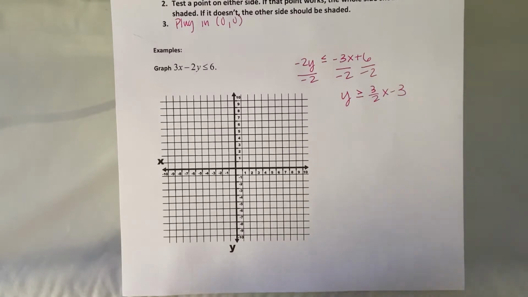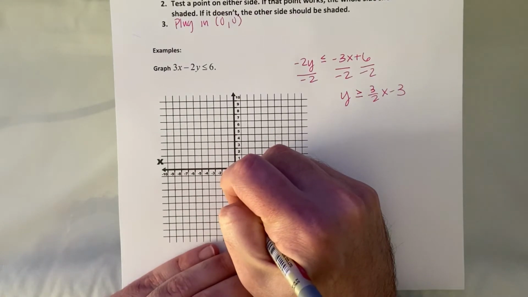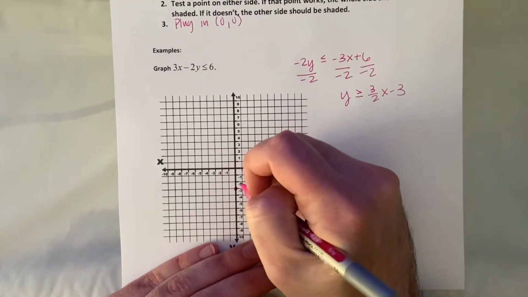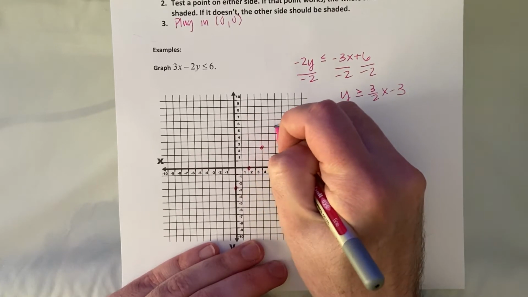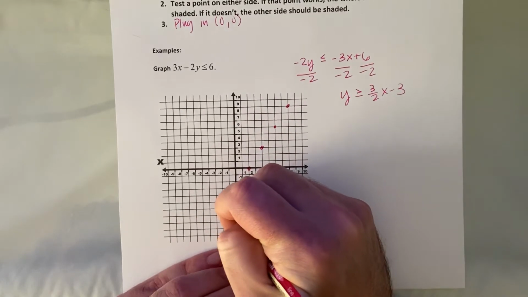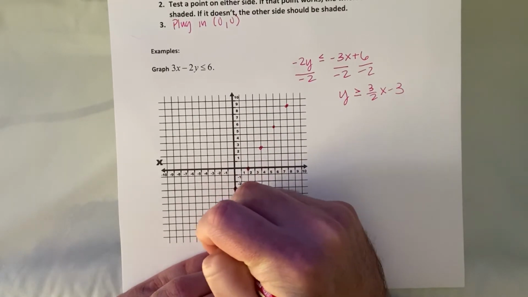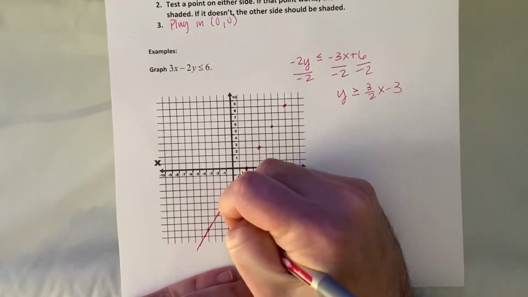Because we have an equal to sign, we're going to graph y equals 3 halves x minus 3 normally. So start at the negative 3. We have a rise over run of 3 over 2. And you can also go down 3 and left 2 as well. So this is our line.